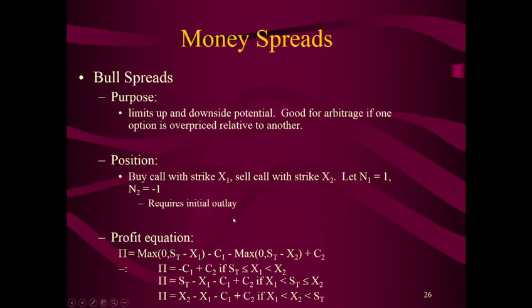So it requires an initial outlay. Why does it require an initial outlay? Well, obviously the lower strike is going to cost more than the higher strike for a call, right? So if you buy the lower strike, you're going to pay more than what you collect for the higher strike.